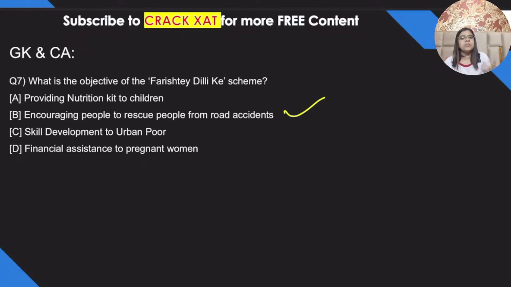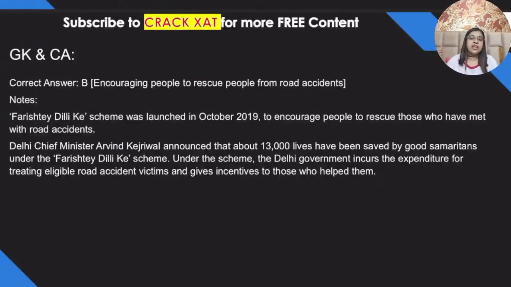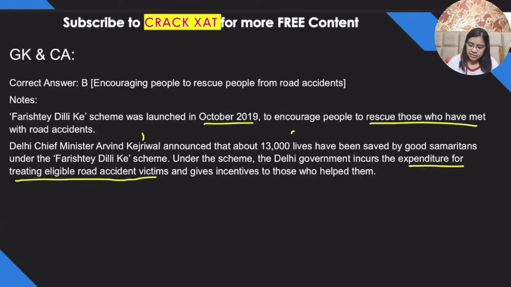Yes, it is encouraging people to rescue people from the road accidents. I literally loved this scheme. When I came to know about this, I was really happy ki chalo kuch to sahi direction mein ja raha hai. This was launched in October 2019 to encourage people to rescue those who have met with road accidents. Delhi CM Arvind Kejriwal announced that about 13,000 lives have been saved by these Good Samaritans under the Farishte Delhi Ke scheme, and under this scheme the Delhi government incurs the expenditure for treating the eligible road accident victims and gives incentives to those who helped them.